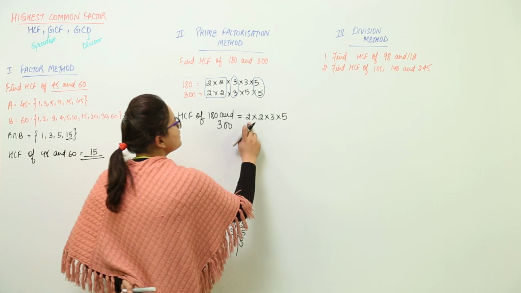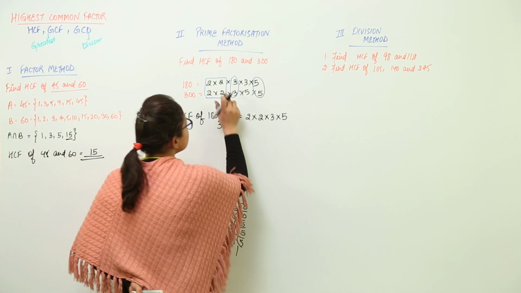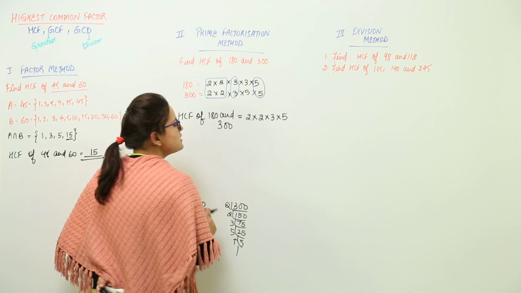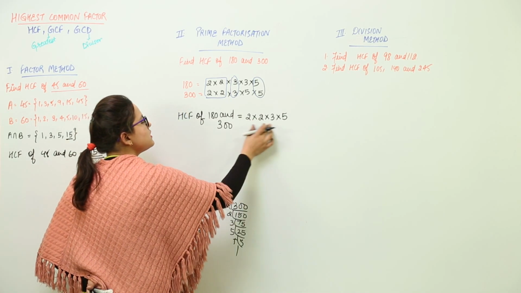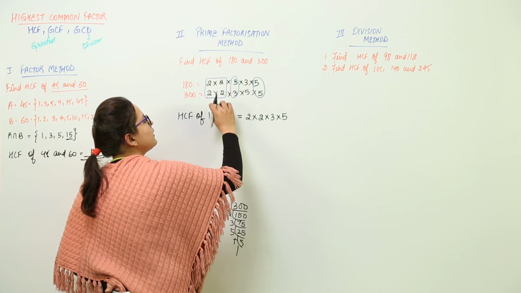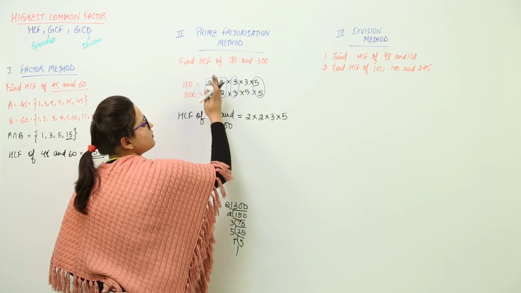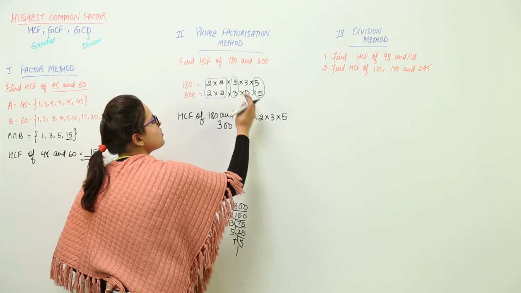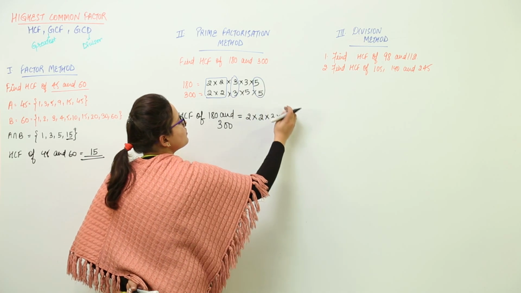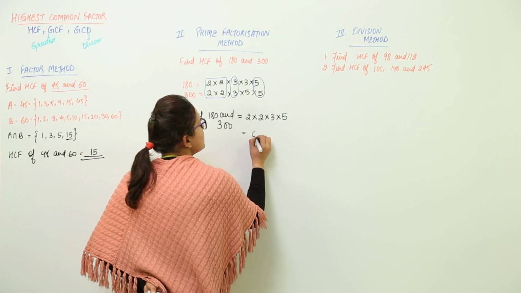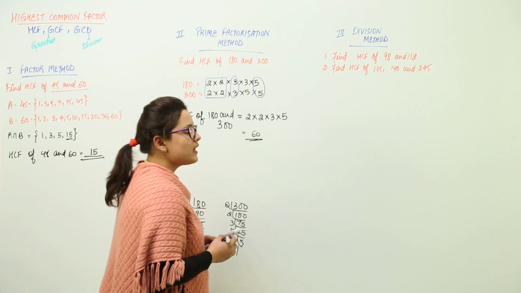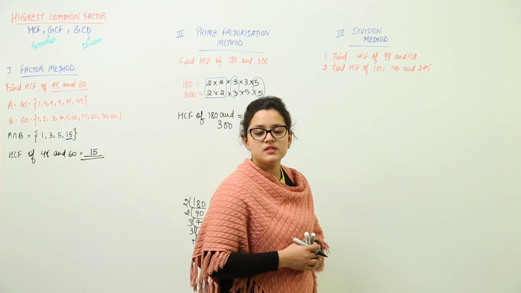Why have I done that? Because 2 into 2 was common to both. So we have 4 threes are 12 and 12 fives are 60. Why have I chosen all these? Because out of each common pair, we have taken only 1. Here 2 was common, so I have taken 1. Another pair of 2 was common, I have taken 1. Taken 1 from the pair of 3 and taken 1 from the pair of 5. So here we get 60 as the HCF of 180 and 300 using the prime factorization method.